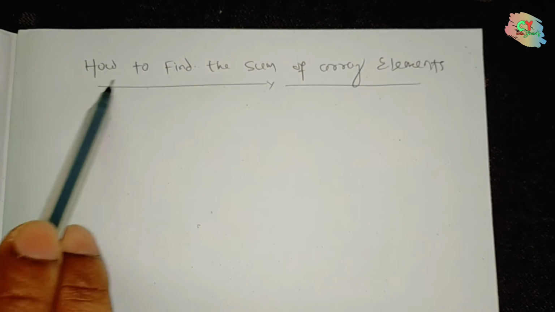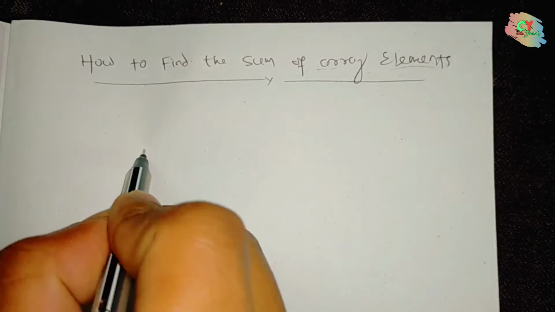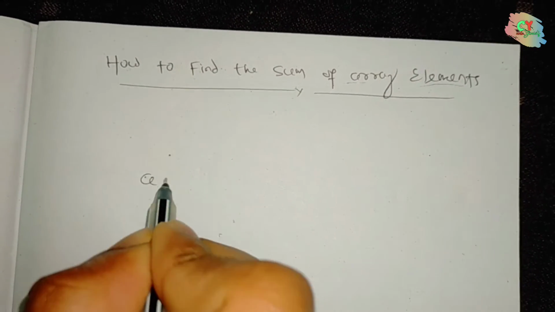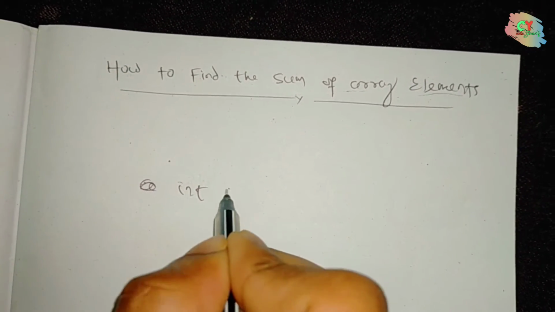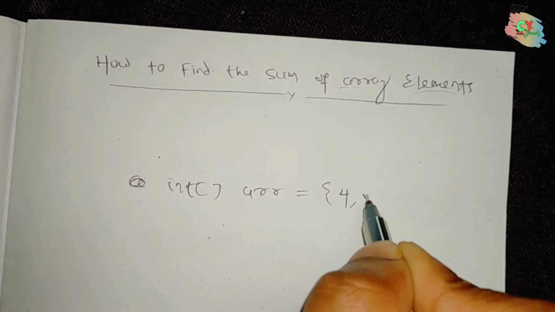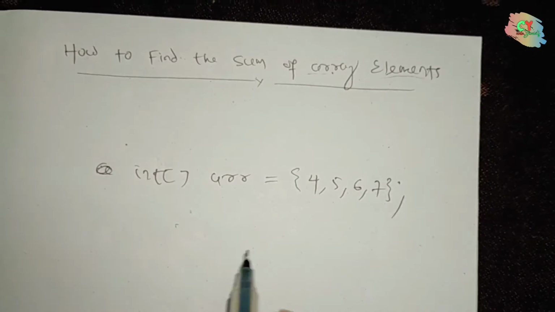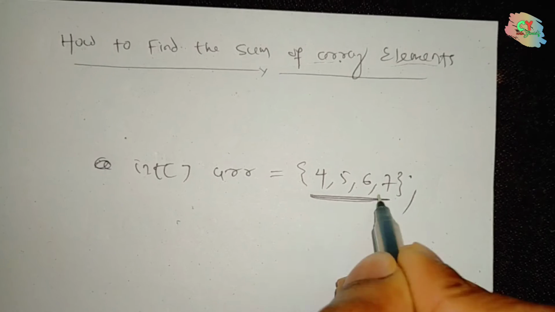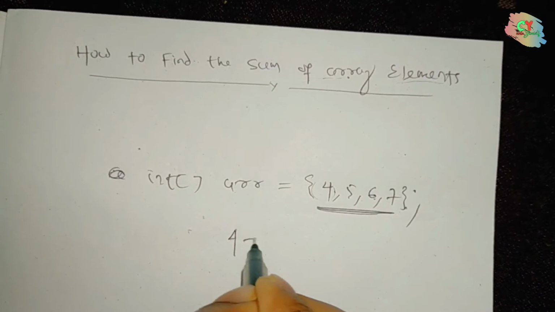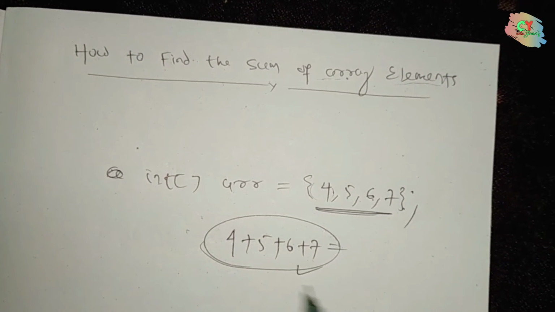In this video we are going to discuss how to find the sum of array elements. What does it mean? Let me clear first. Let's declare an array of integer type, int arr, which contains elements like 4, 5, 6, 7. Here the sum of array elements means the elements are 4, 5, 6, 7. We have to find 4 plus 5 plus 6 plus 7.